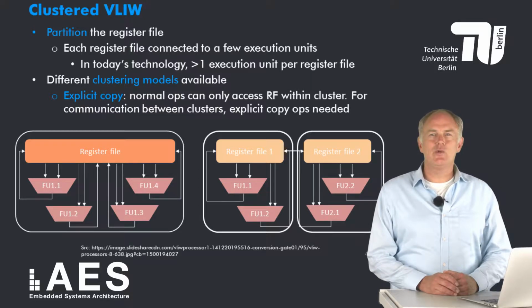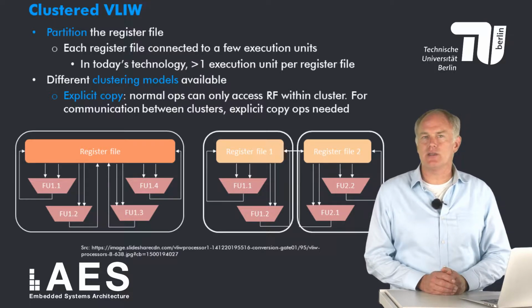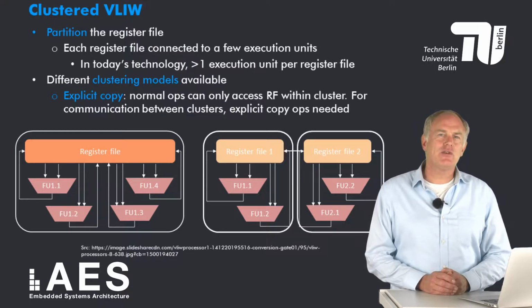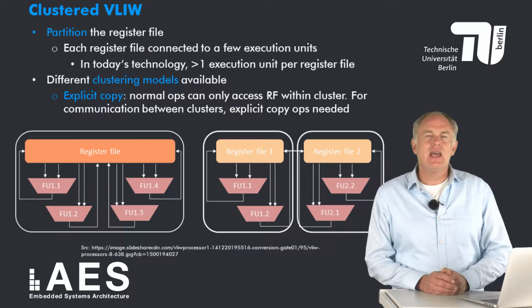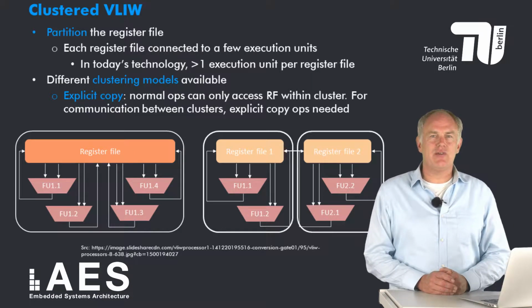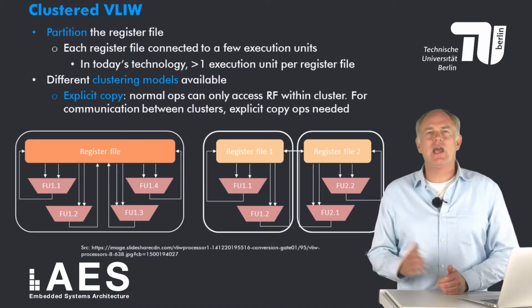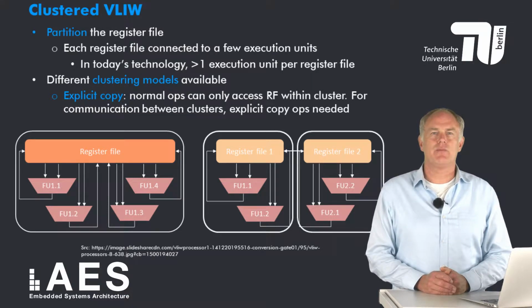So what can we do to solve the issue of register file complexity? One solution is to partition the register file. We partition the register file into several clusters, and each execution unit can only access one of the register files. Here is an example. The left shows a single unified register file, while on the right we have split the register file between 2 groups of functional units.